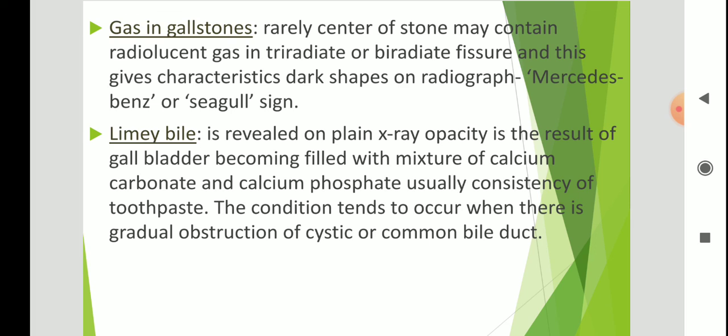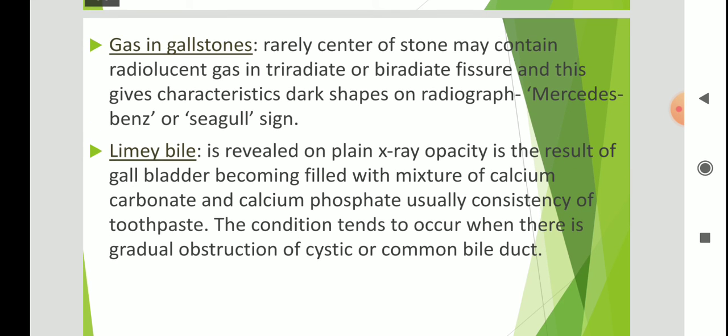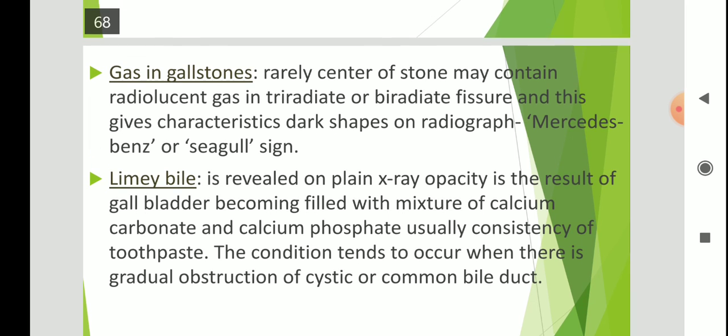This is how these particular signs develop on sonography: the Mercedes Benz sign, the Seagull sign. Limey bile is revealed on plain X-ray opacity, the result of the gallbladder becoming filled with a mixture of calcium carbonate and calcium phosphate, usually of toothpaste consistency. So there is toothpaste consistency of these particular stones. The condition tends to occur when there is gradual obstruction of the cystic or common bile ducts.